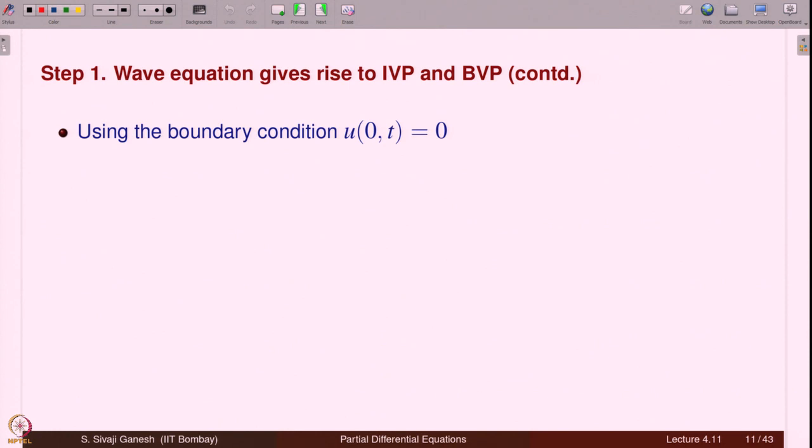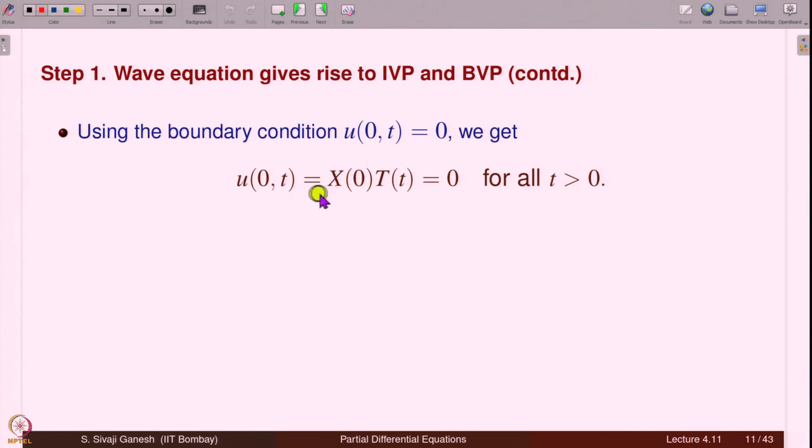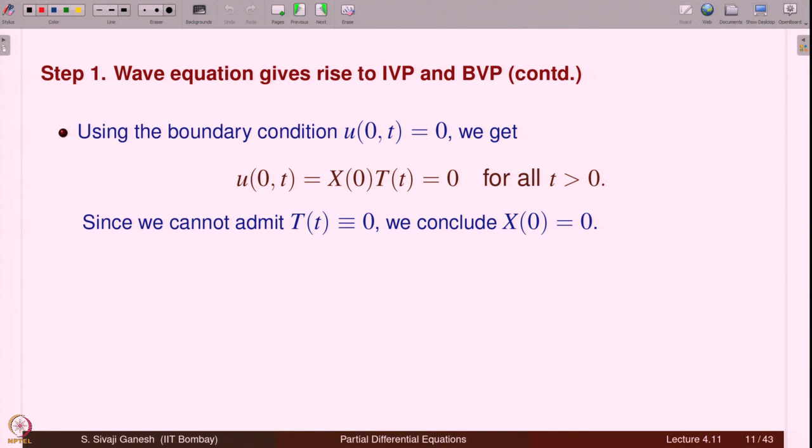Now, we have the boundary condition u of 0, t equal to 0. From that boundary condition, we get X of 0 into T of t equal to 0 for all t positive, in fact t greater than or equal to 0. So, that means X of 0 must be 0. If X of 0 is not 0, T of t is identically equal to the 0 function. Once T is identically the 0 function, then X into T will be identically the 0 function. So, we are not doing any great job in finding a 0 solution, and we are not interested in that. So, we do not want to admit T to be identically equal to 0. Therefore, we conclude X of 0 is 0.